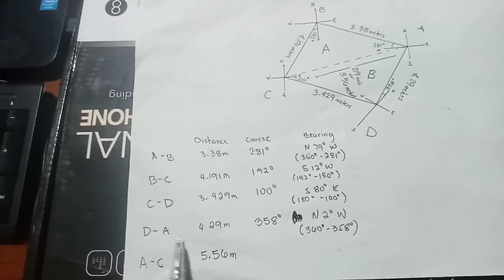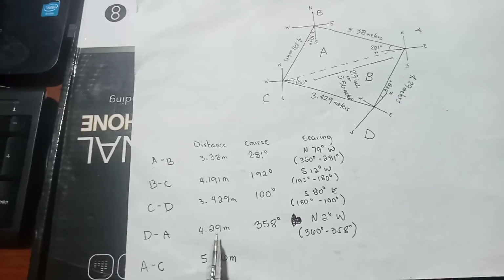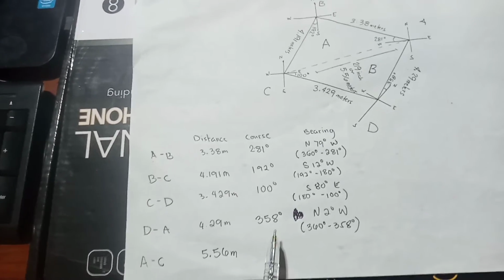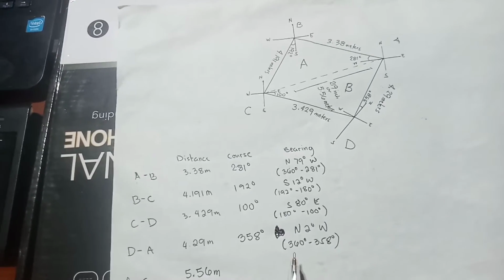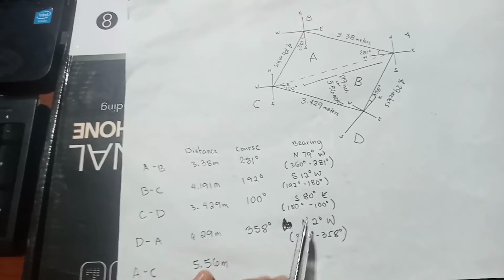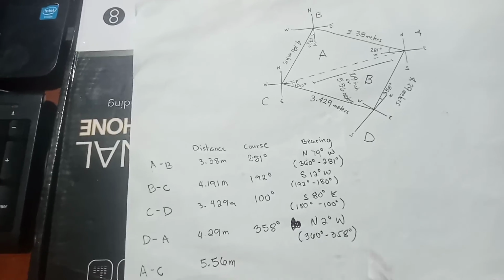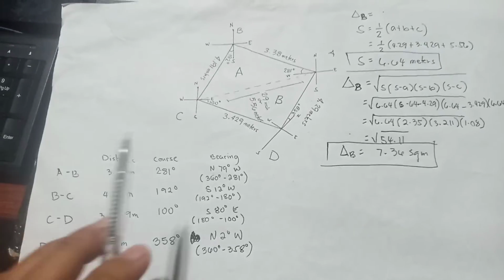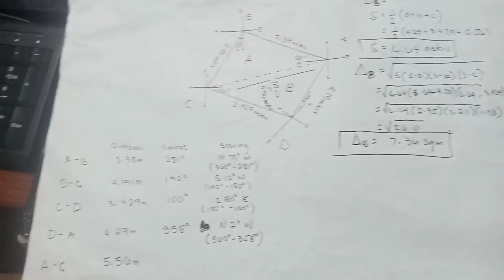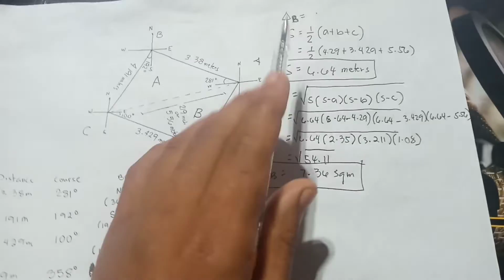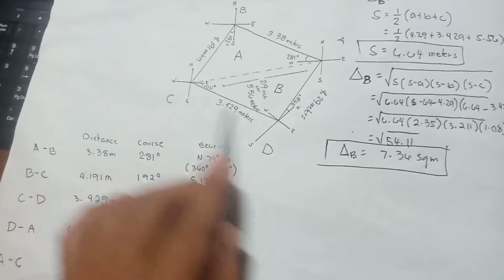And then point D to A with the distance of 4.29 meters with a course of 358 degrees, and it is in the fourth quadrant, so 360 degrees minus 358 results to 2 degrees north of west, and point A to C is 5.56 meters. So after plotting and identifying the given, I will now solve for the area first of triangle B.